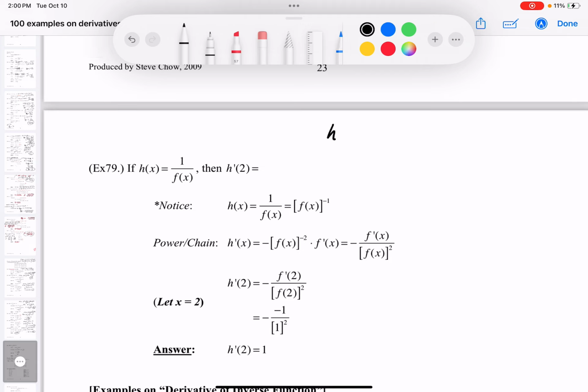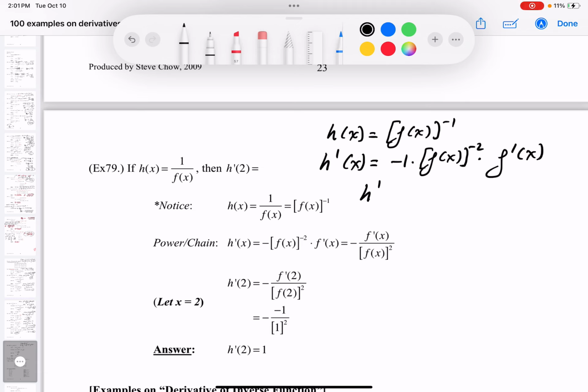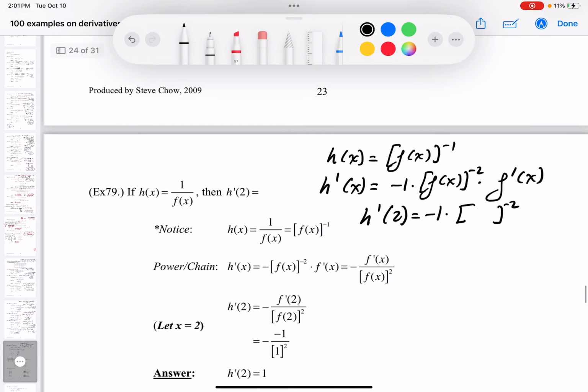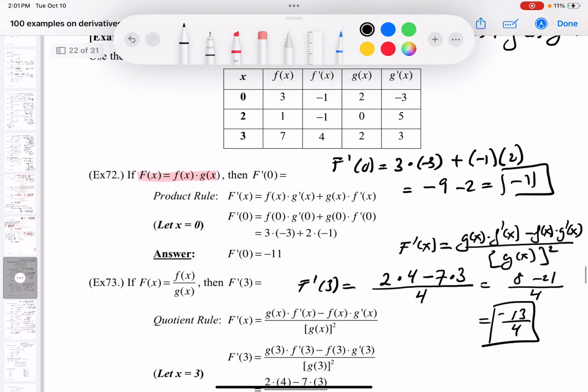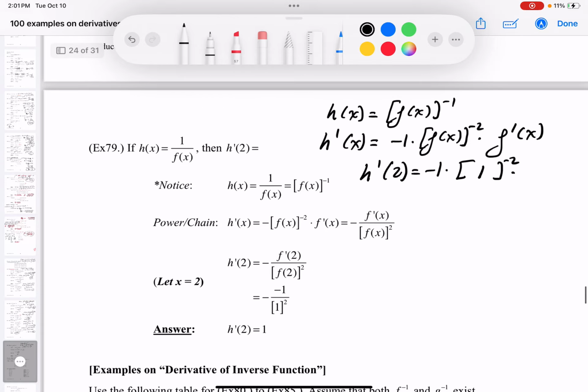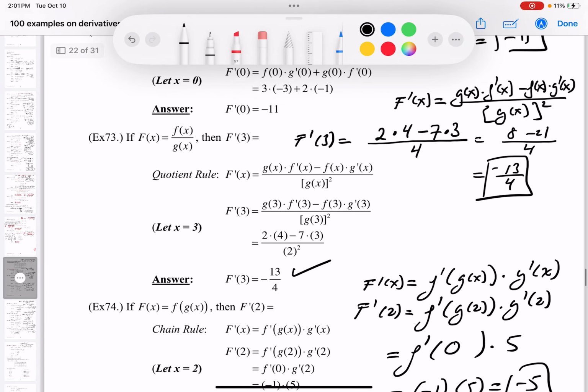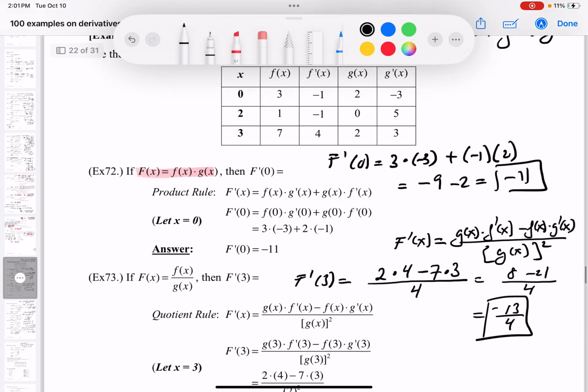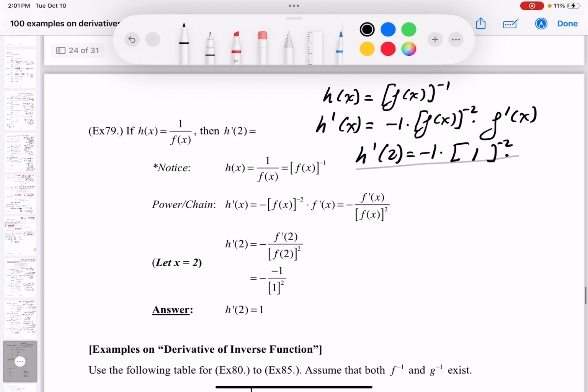Let's write this down. So I'm going to say h of x is equal to f of x raised to the power of minus 1. So h prime is going to be minus 1 times f of x to the minus 2 times the inside, which is f prime of x, where they want h prime at 2. Minus 1, minus 2. Now I want to do f of 2. Again, I can't remember. I'm trying to remember what they said. F of 2 is 1, times f prime at 2. So f prime at 2 is minus 1. Well, isn't that convenient? What do you get over there? You get 1.